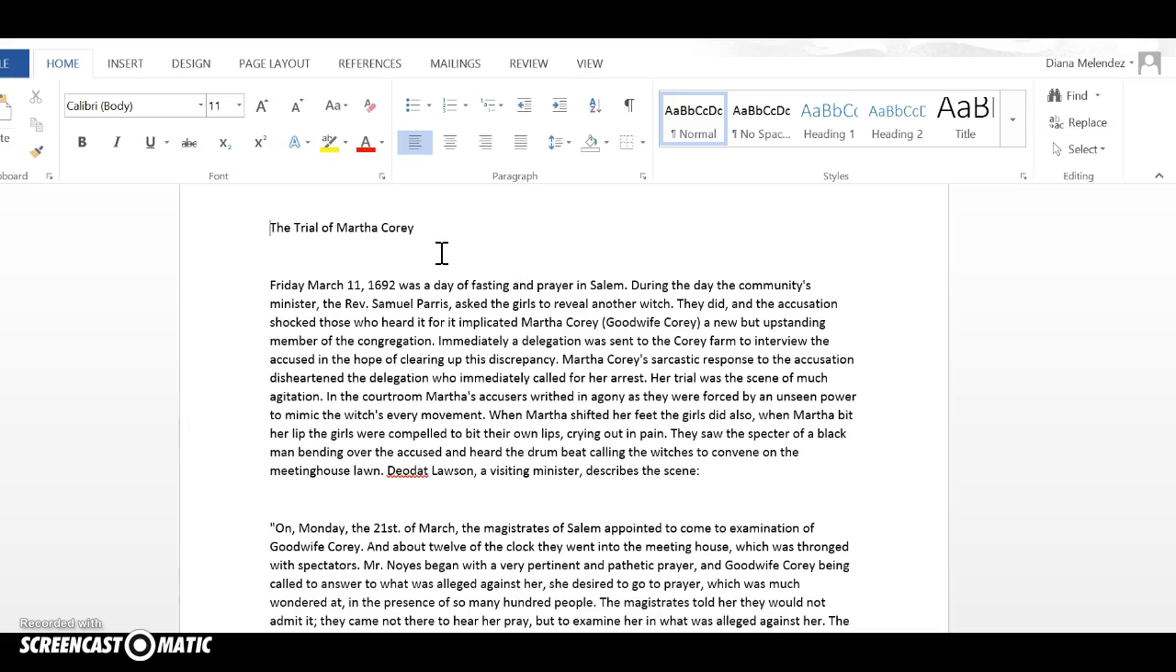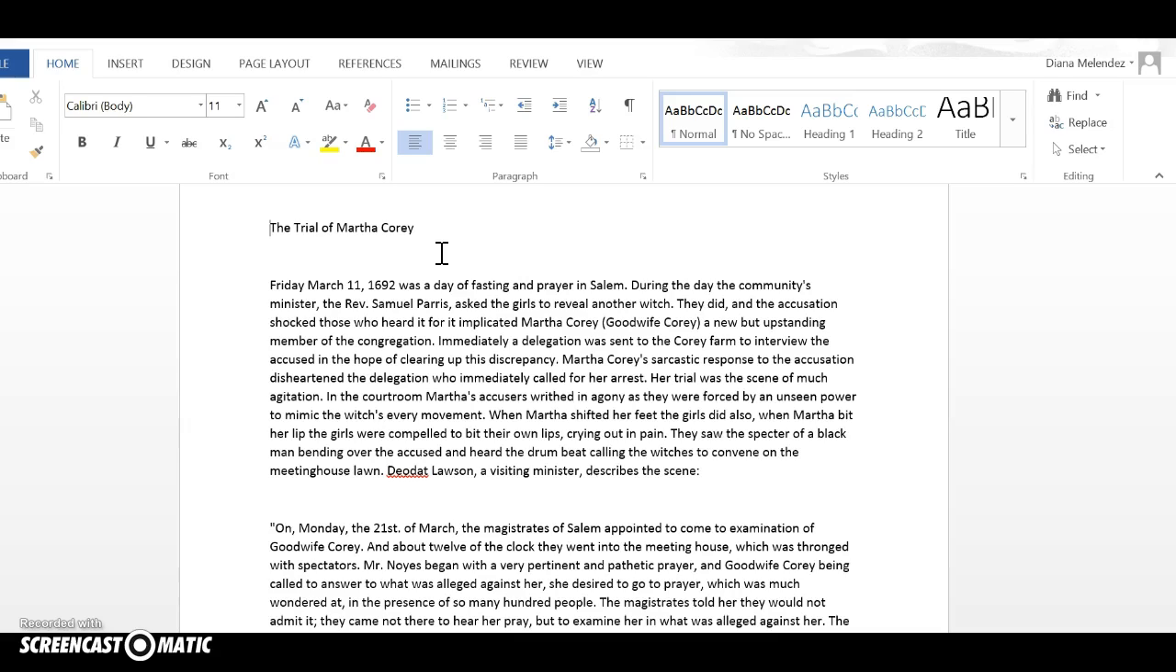Okay, so the exposition for this particular passage is Salem, Massachusetts. That's the setting. That's where it happened. And our character is Martha Corey. And the introduction of the conflict is that she is accused of being a witch. Okay, so make sure you write that down. The exposition is Salem, Massachusetts. Martha Corey is accused of being a witch.